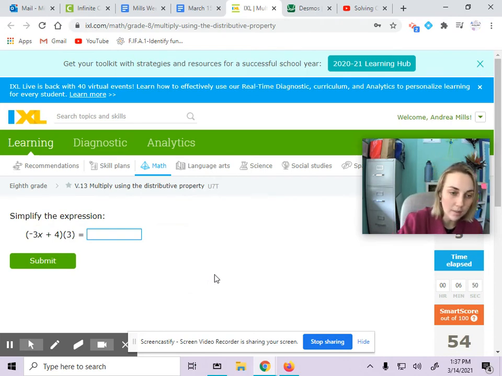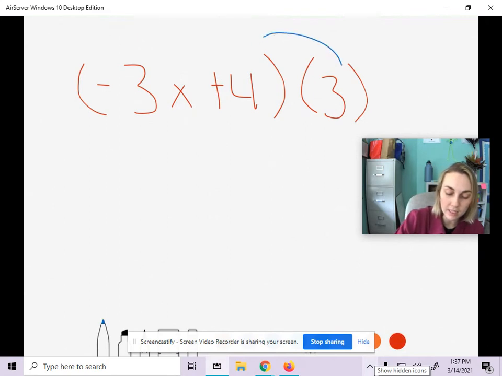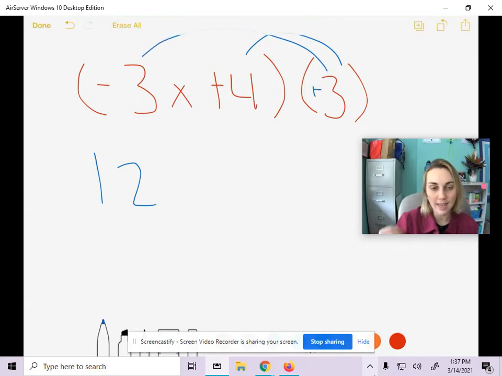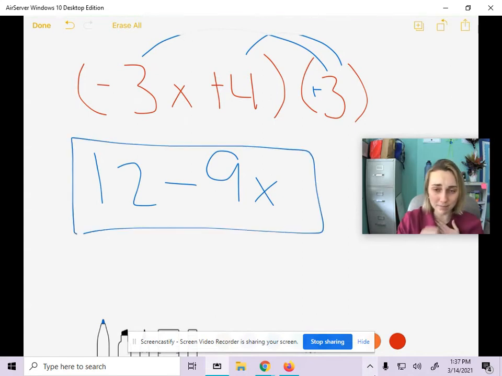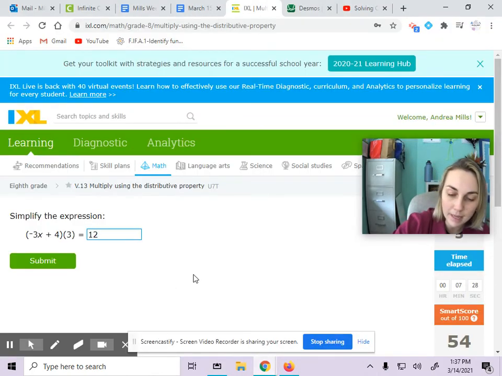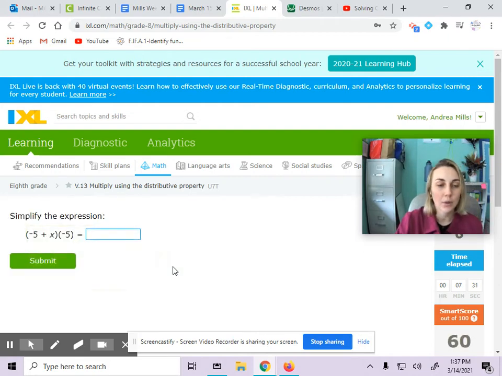Okay, so same thing. They've changed it up on you a little bit, but it's the same concept. First we're going to multiply 3 times 4. Well, 3 times 4 is going to give us 12. Now this is a positive 3, so a positive 3 times a negative 3x is going to give us a negative answer, because a positive times a negative is a negative. 3 times negative 3 is negative 9. And again, we're multiplying it by negative 3x, so we do need to bring that variable down. These are not like terms, so this is as simplified as it's going to get. So this is going to be our final answer: 12 minus 9x.